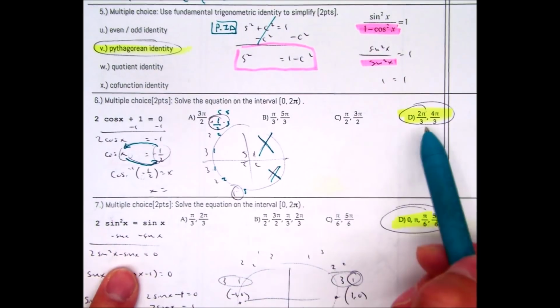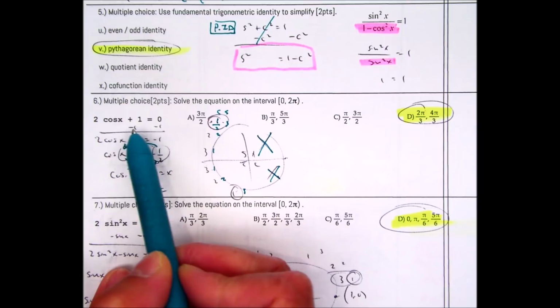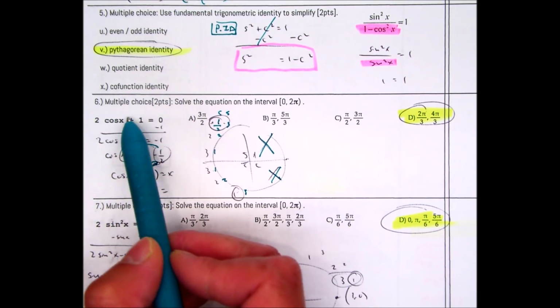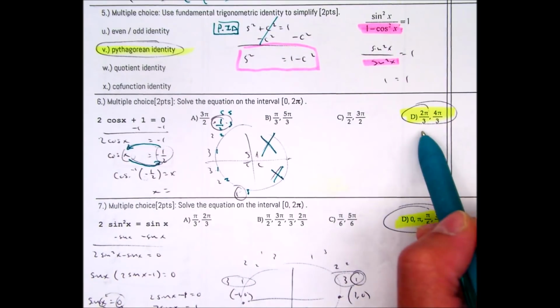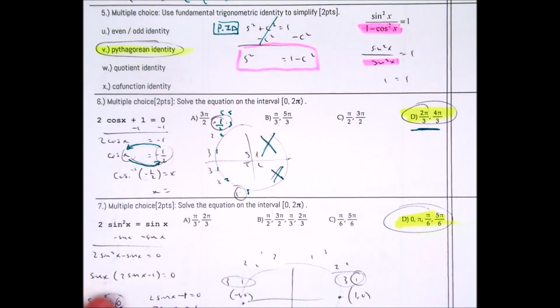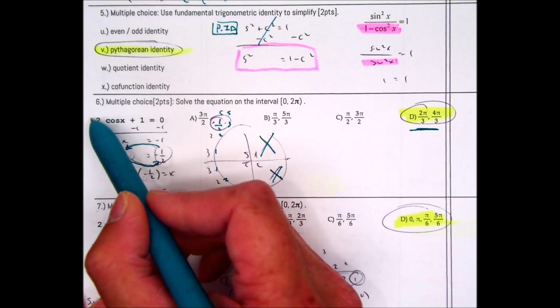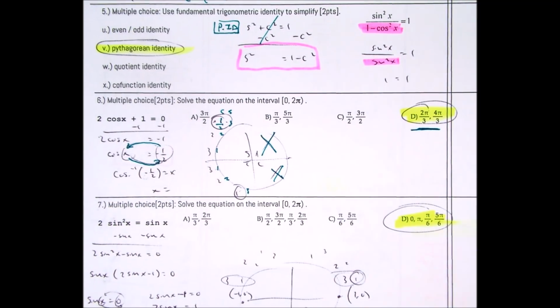So basically you could substitute in these values. Cosine at 2 pi over 3 is negative 1/2. Negative 1/2 times 2 is negative 1. Negative 1 plus 1 equals 0. So that's another way of checking your answers. Same thing with 4 pi over 3. Substitute it in, evaluate, multiply by 2, add 1, and it'll equal 0.